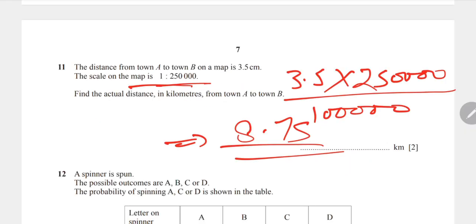So the distance between town A and B is given on the map as 3.5 centimeters. The scale on the map is given as 1 to 2,50,000. So for this, we write down the given map distance, then multiply by the scale 2,50,000, and divide by 1 lakh. Why do we divide by 1 lakh? Because we need to find the value in kilometers. So for kilometers, divide by 1 lakh. When we divide, we get the result as 8.75 kilometers. Okay, I hope that's done. Move to the next question.